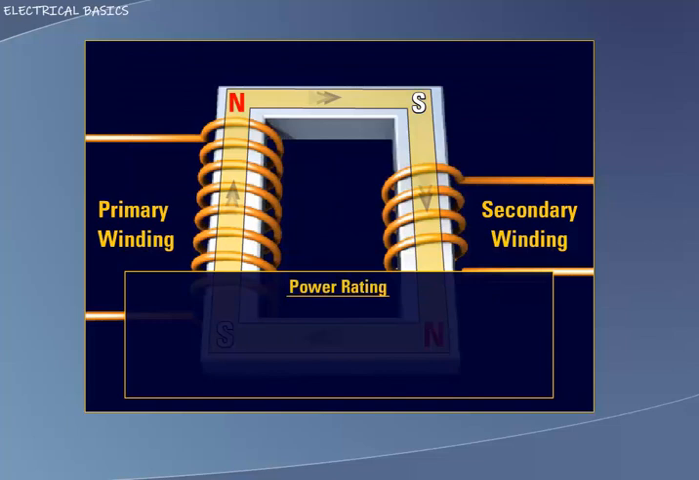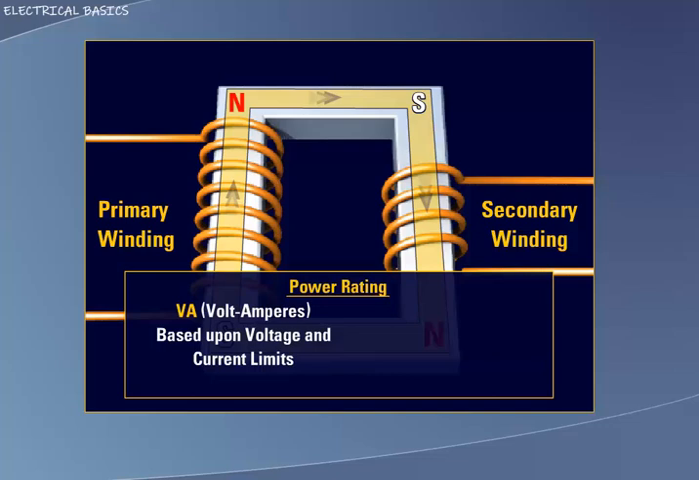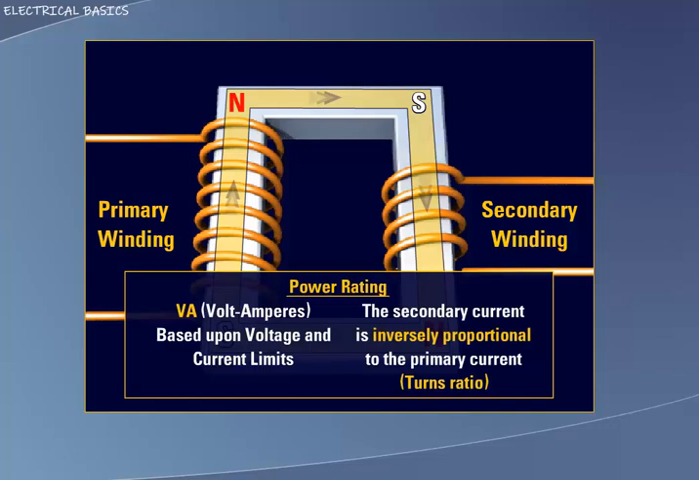Transformers are given an apparent power rating based upon the transformer's voltage and current limits. This VA rating is the same for both the primary and the secondary windings. Given the primary and secondary winding power rating is the same, the current in the secondary will be inversely proportional to the current in the primary, or turns ratio.